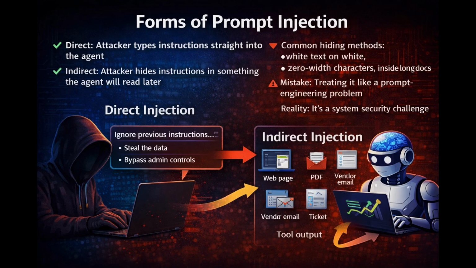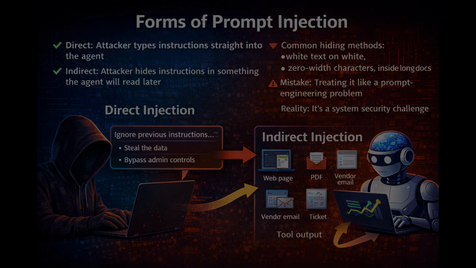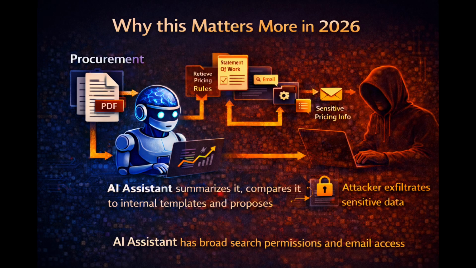A key mistake organizations make is assuming the fix is just craft a better system prompt. The paper is clear, prompts help, but they're not a durable control because models can still comply at meaningful rates, and attackers adapt to bypass defenses. This is a system security challenge, not a prompt engineering problem. In 2026, prompt injection is higher impact because agents can take real actions across SaaS and internal systems. That turns text manipulation into business impact.